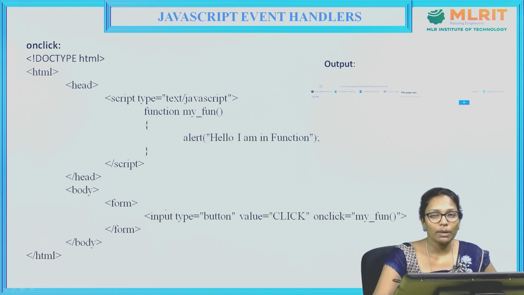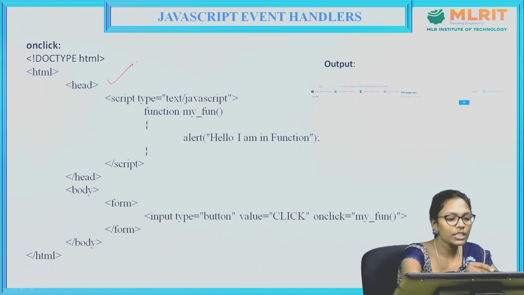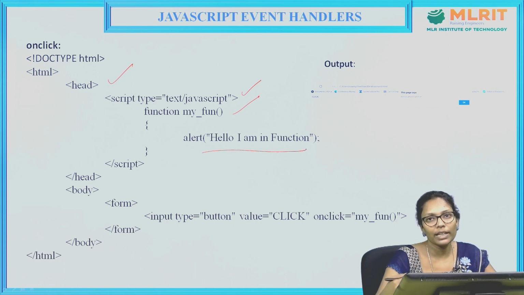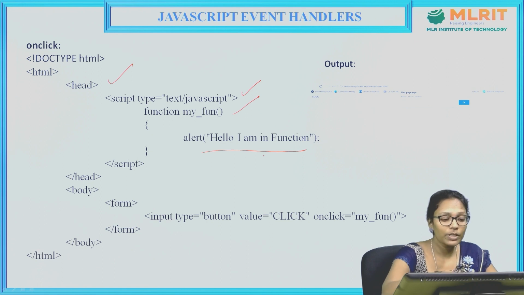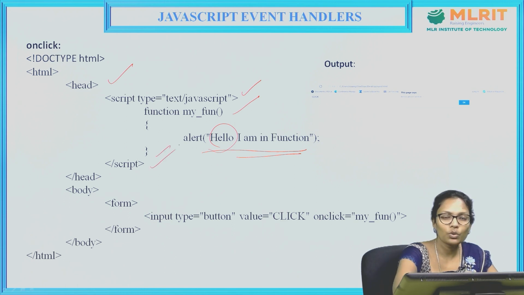So next example is for on click. Whenever you click on some button, then this on click will be executed. So again the same thing, in the header section I'm writing a script tag. Within the script tag I'm writing a function, and in this function I'm just giving an alert message. So simply similar to the previous one. So here what is the message you are printing in the alert box? Hello, I am in function. That's all. You're closing the function, you're closing the script.